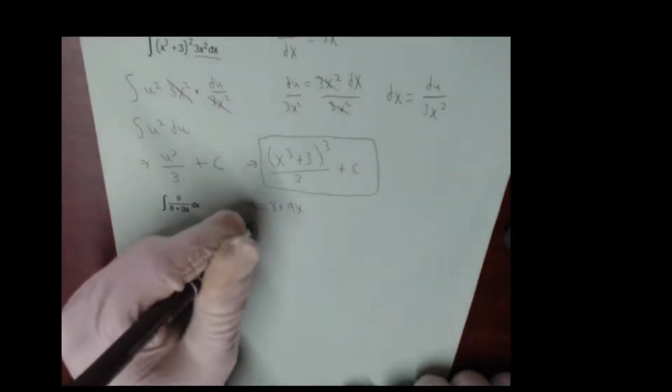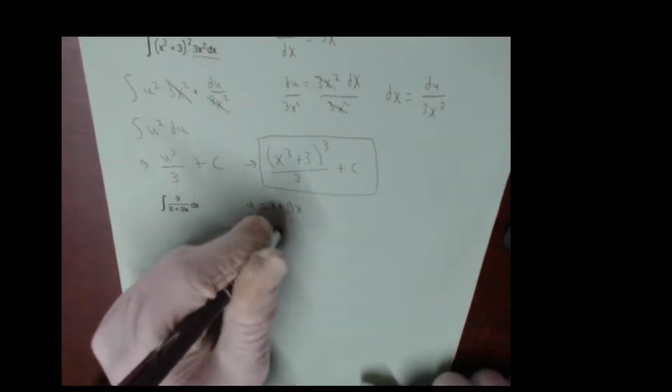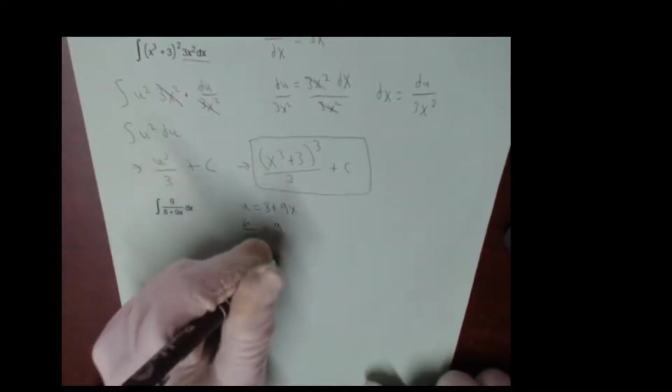That means that du dx is equal to just 9 when you take the derivative of that. And so that means that we have du is equal to 9 dx. So again, if you want to, at this point, you can solve it for dx and do a direct substitution. But I'm going to go ahead and just show you what's going to happen here.